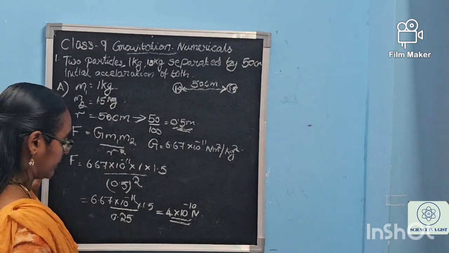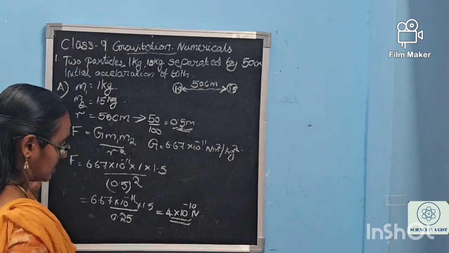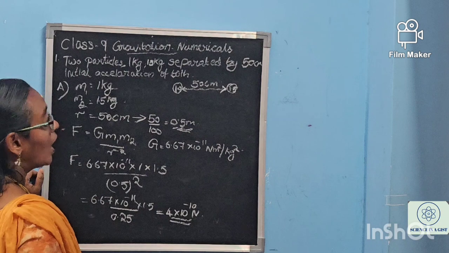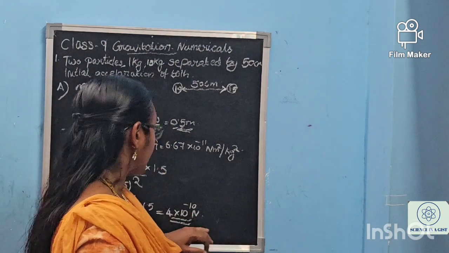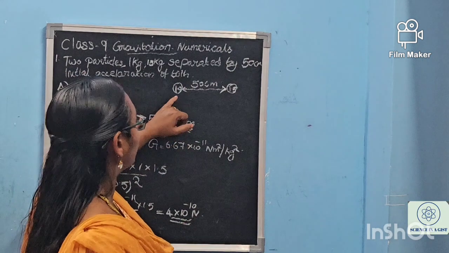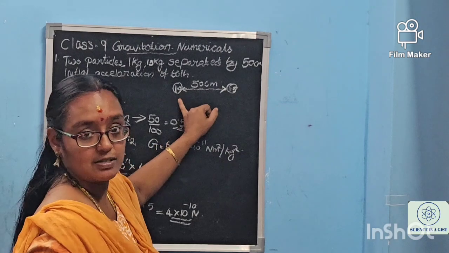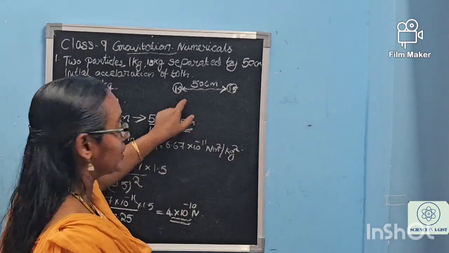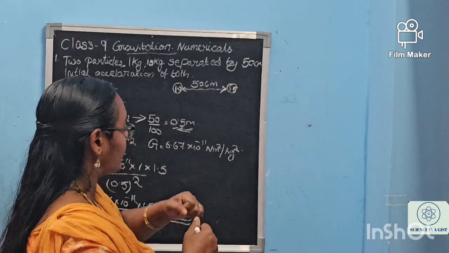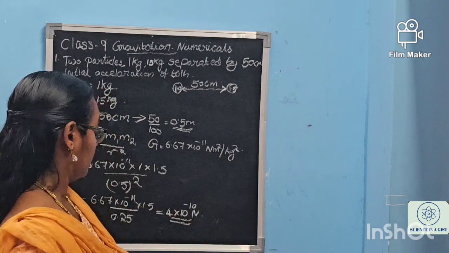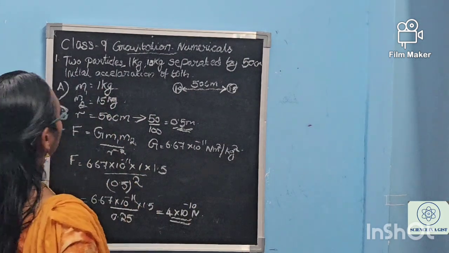Something we will be getting: 4 into 10 raised to minus 10 Newton is a force. What do you understand by that? This is a force exerted by the first body over the second and the second body over the first. Isn't it? This is the force in between these two. So this is a force by which both the bodies are exerting on each other. Okay? What do you have to find out?